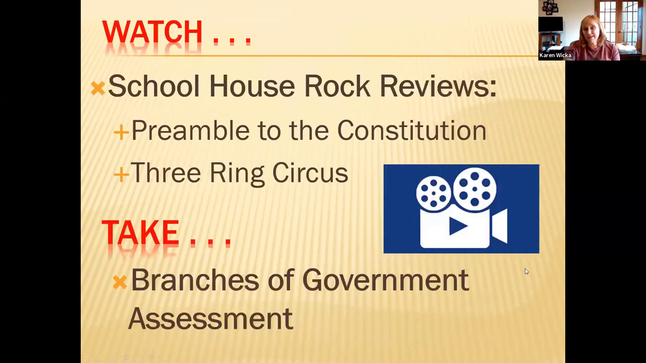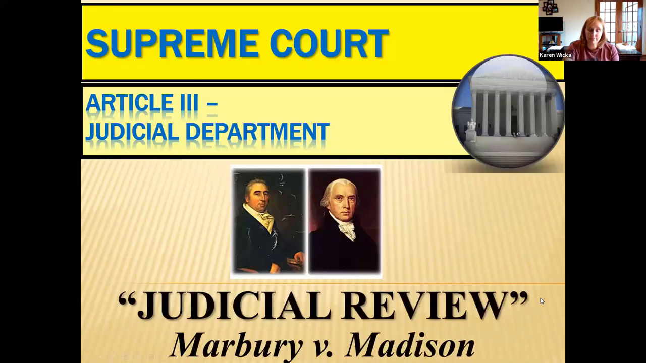Okay. Now, since all of this is based on how our government is set up, I posted some videos online that you can either watch or not watch. They're voluntary if you want, but it just reviews the preamble of the Constitution, which is the purpose of our Constitution. And then Three Ring Circus just shows you how these three branches were created and how they are all limited and checks and balances and how it's set up. I also have posted a branches of government assessment if you just want to review the structure of our government so you have some understanding of how it's set up.